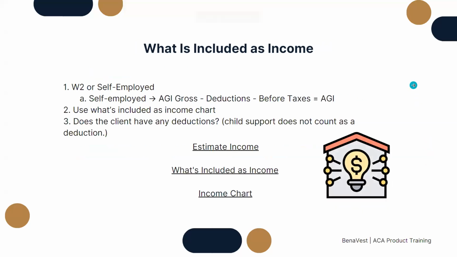What is included as income? So W-2 or self-employed. Remember, if it's someone that's self-employed, you'll help them to figure out their income after their deductions. Use what's included for the income chart, and we'll have another training going over the full income chart. And then, does the client have any deductions? Child support will not count as a deduction. Alimony, yes. If it's on their taxes, child support, no.